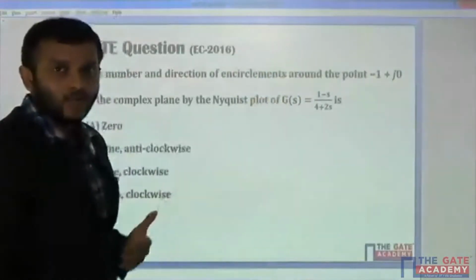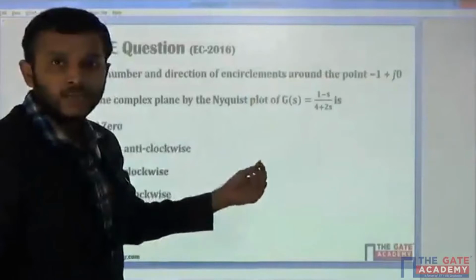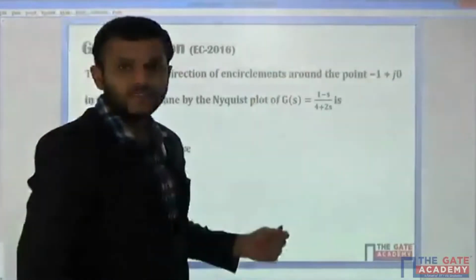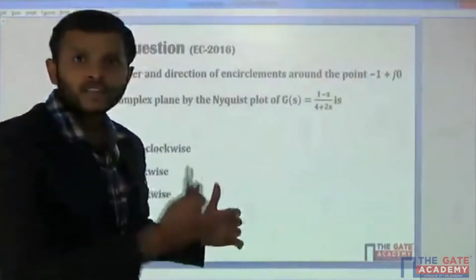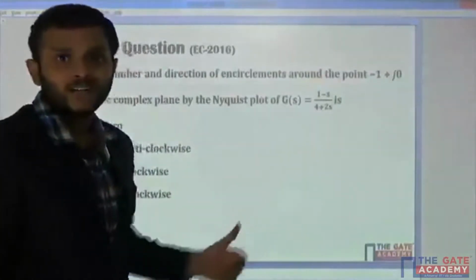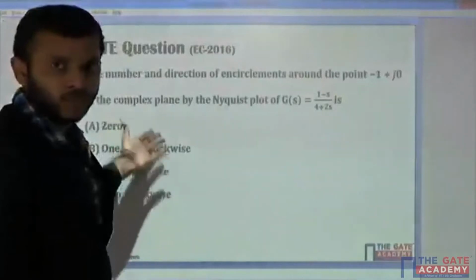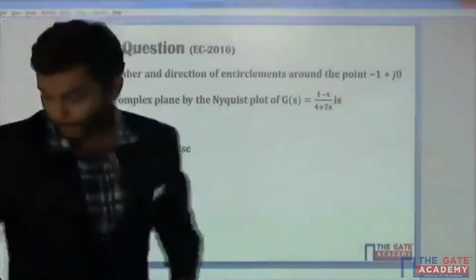As a standard approach, what we do is we will see the magnitude and the phase angle of this G(s) for different values of omega, and we observe the encirclements with respect to -1 graphically, and finally we can opt for the corresponding option.